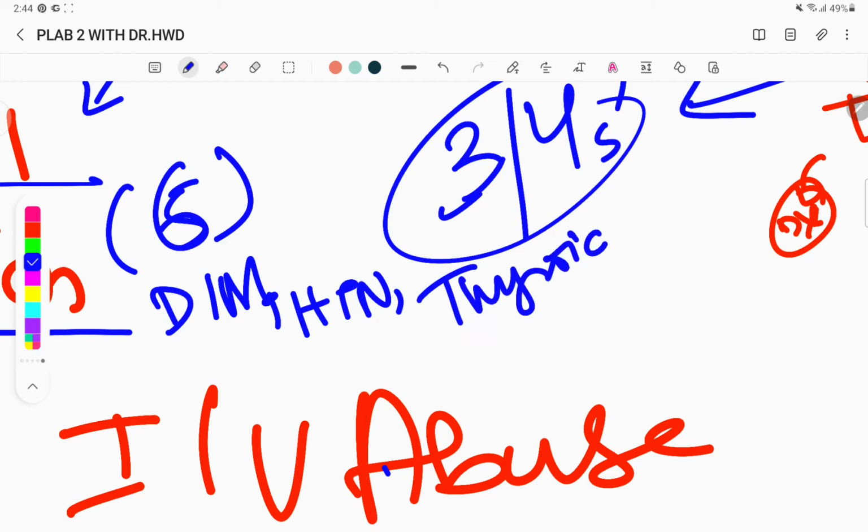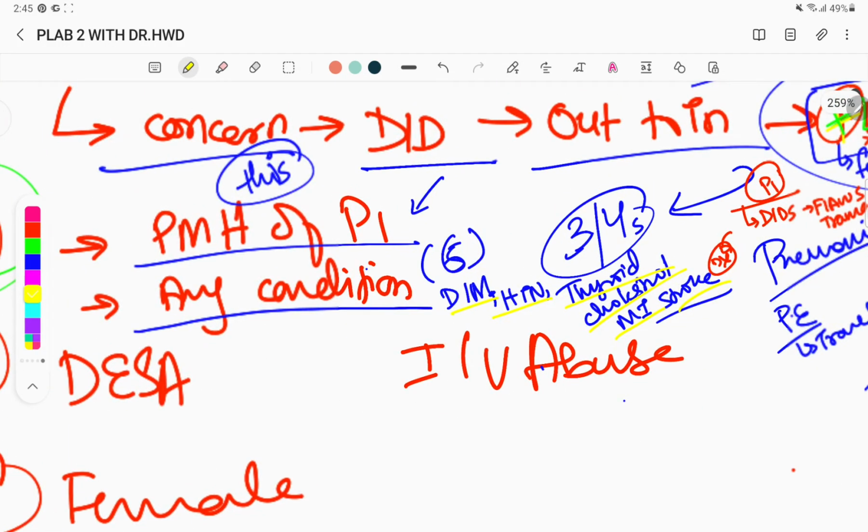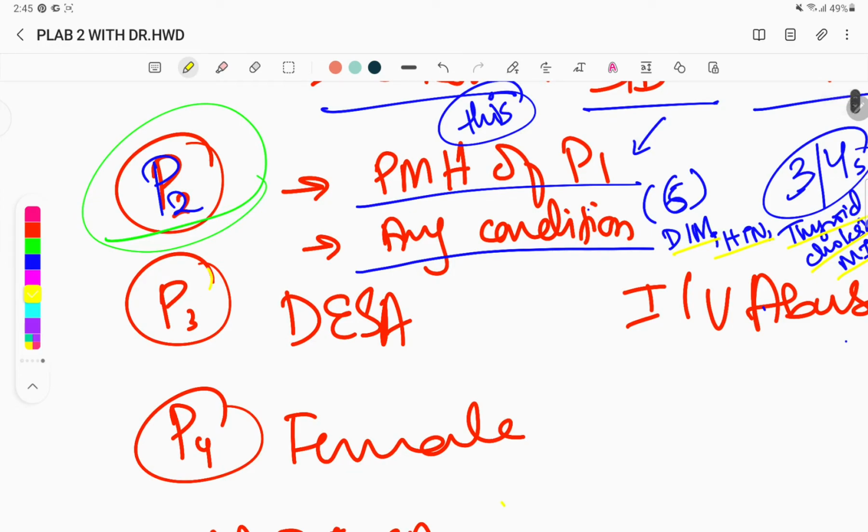Thyroid disease, any cholesterol problem, right? Any MI or any stroke. These are 5 to 6 diseases that you definitely need to ask about when you're dealing with a person who's coming with chest pain and you're asking their past medical history, all right? Then you have to do your DASA, all right?